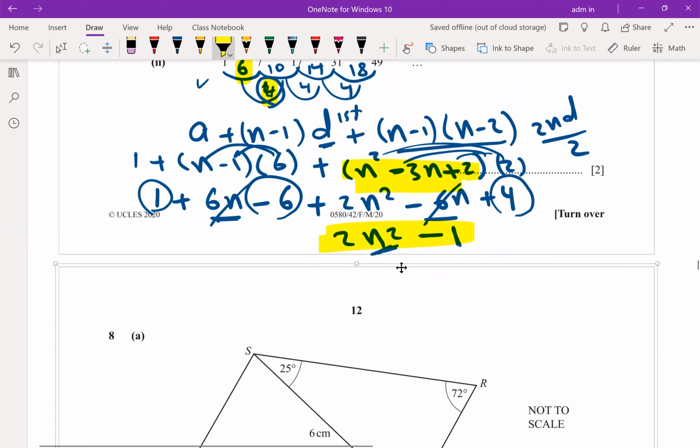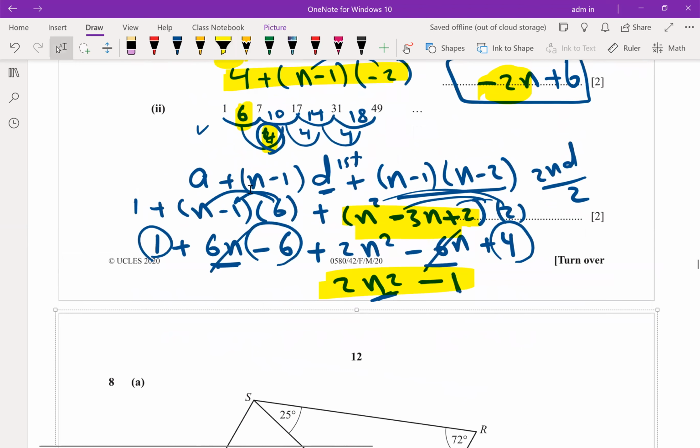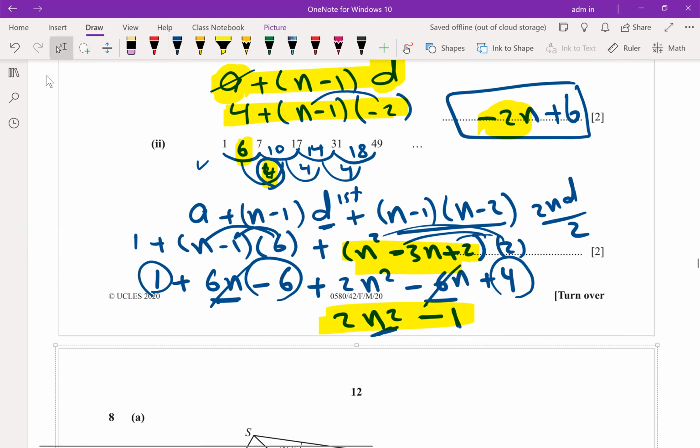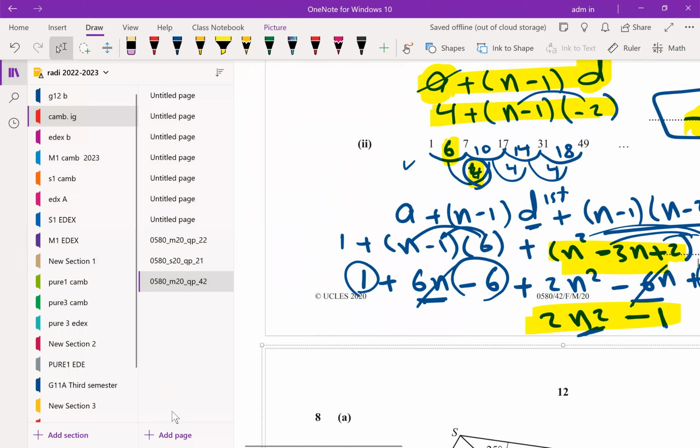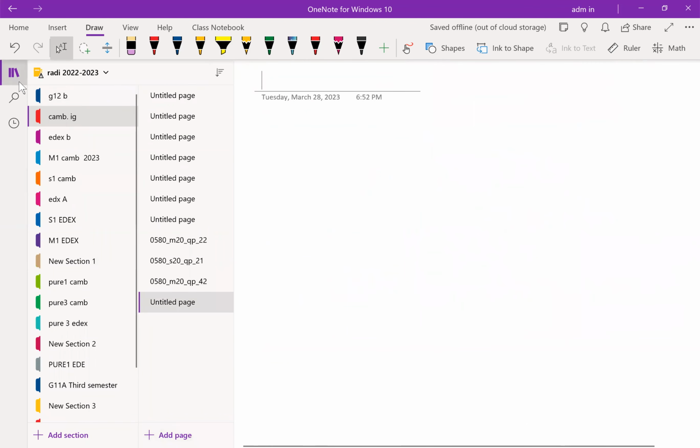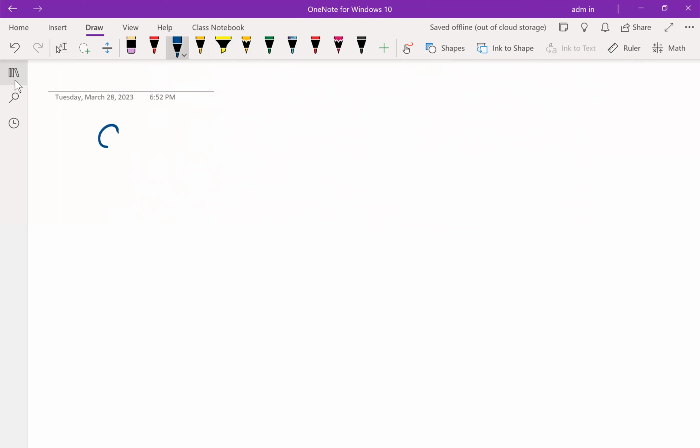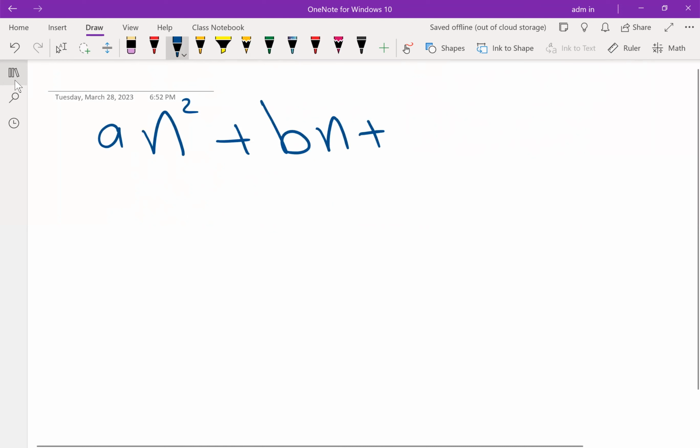Another method. Anyone remember it? Anyone? How to get the second difference the same? Okay. The quadratic in the form of an squared plus bn plus c. I will explain it this way: an squared plus bn plus c. How to get a, b, and c?